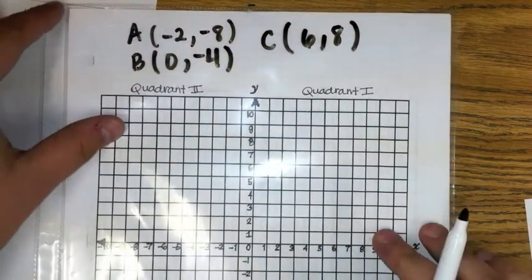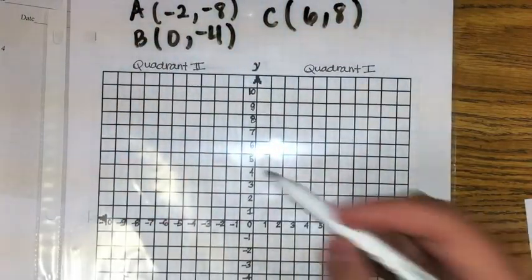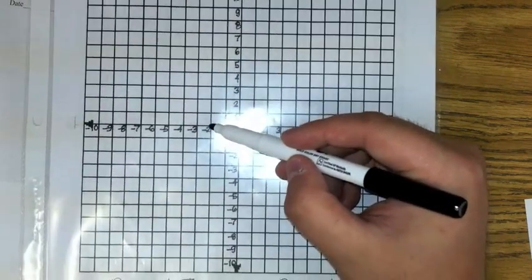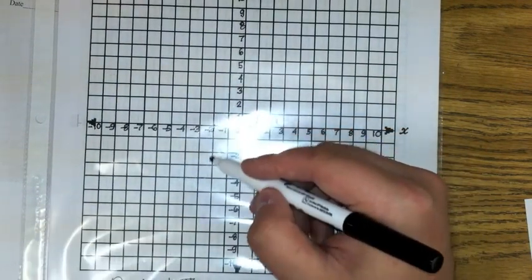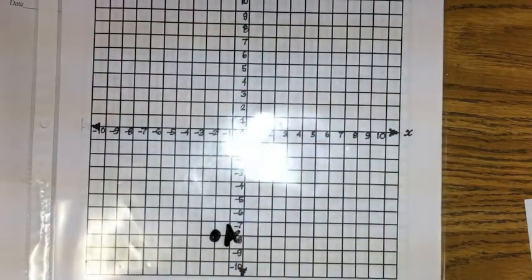So to plot A, remember, start from the origin. Our x direction says to go negative 2, so I'm going to go negative 2. And then our y number is negative 8, so we're going to go down to negative 8. And that's right here. That's A.